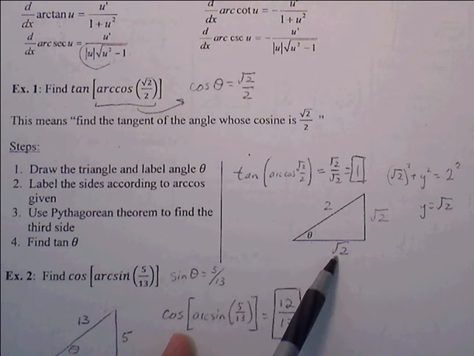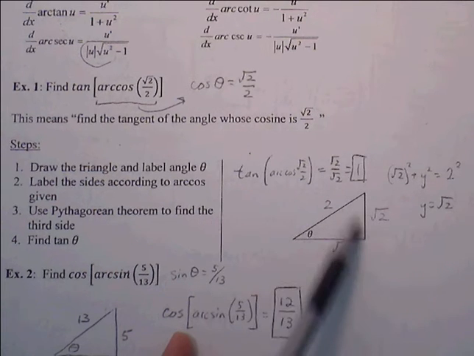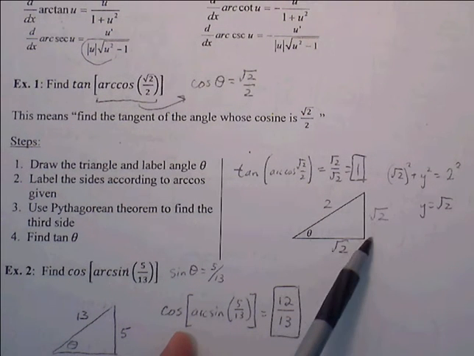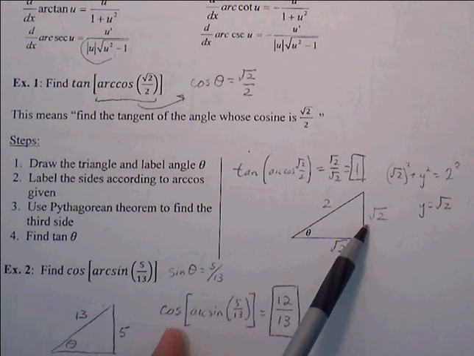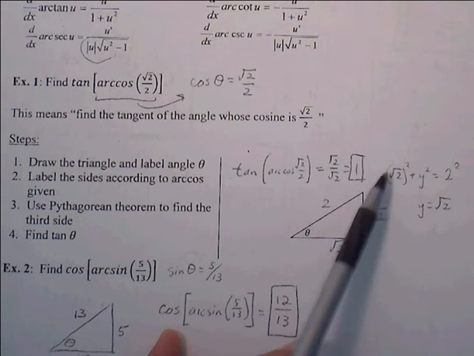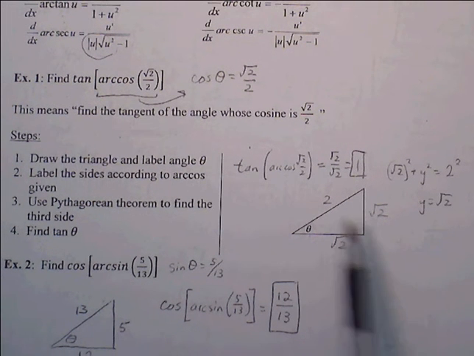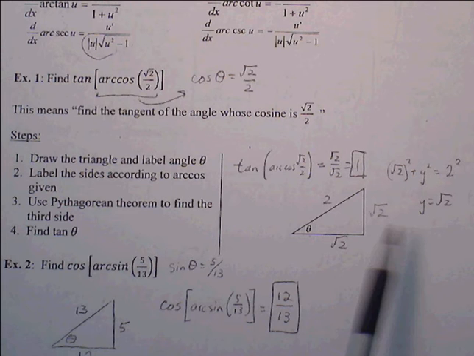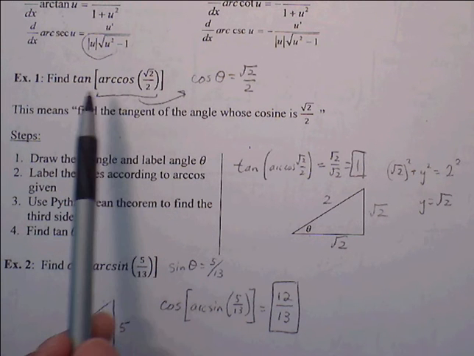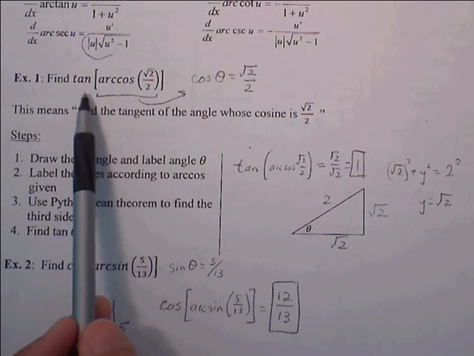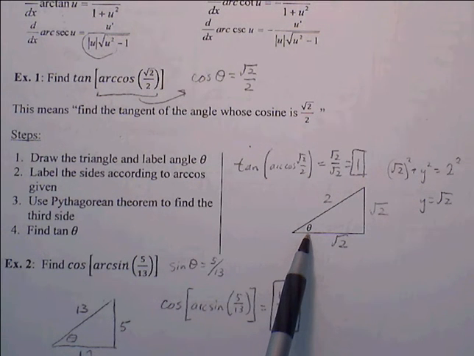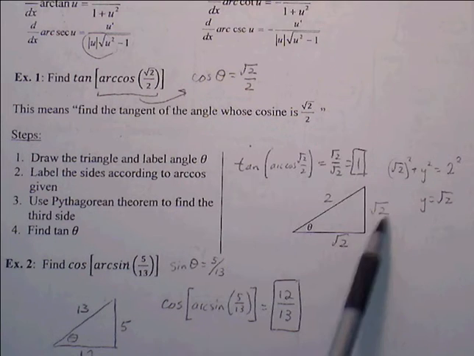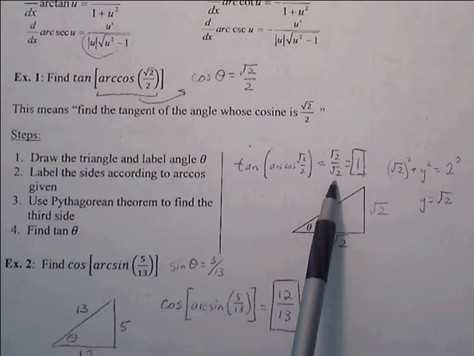If the adjacent is root 2 and the hypotenuse is 2, then we can use the Pythagorean Theorem to find the opposite side, which is also root 2, because root 2 squared plus y squared is equal to 2 squared. If we solve for y, we get root 2. Now we can figure out the tangent of this theta. Tangent of theta is simply opposite over adjacent, root 2 over root 2, which is equal to 1.